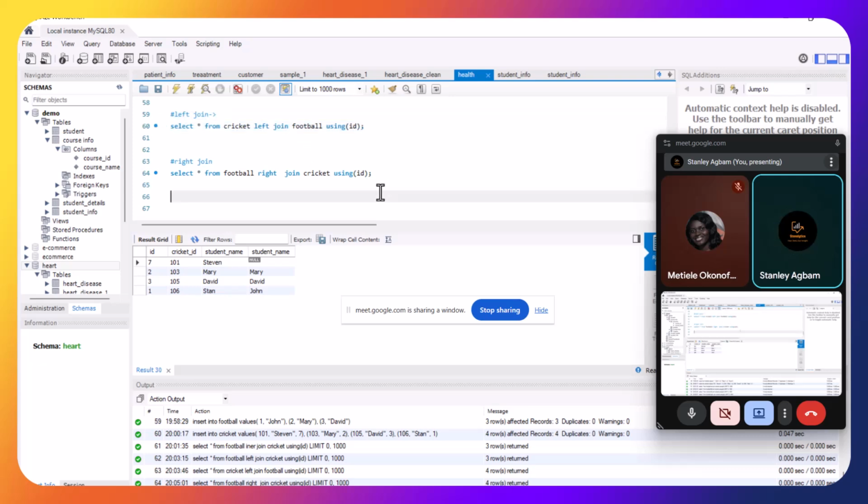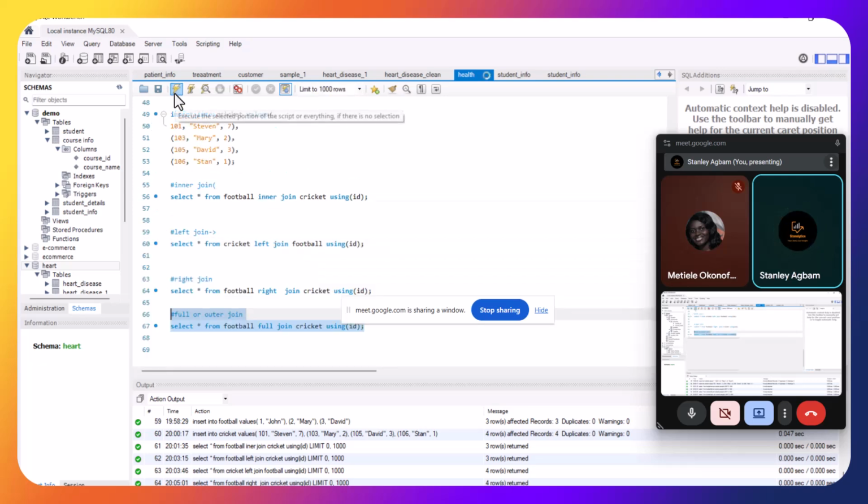Now to the full or outer join. Full or outer join combines the 2 tables together. So instead of this, I'm going to write full join cricket.